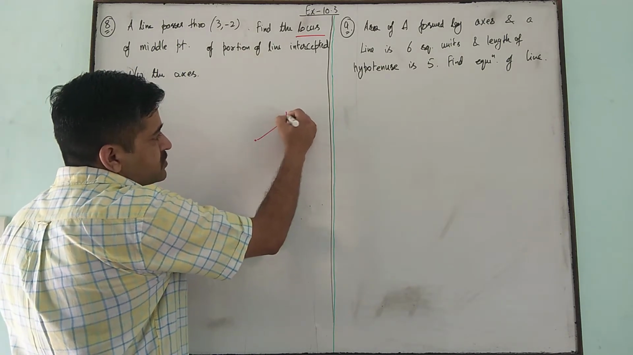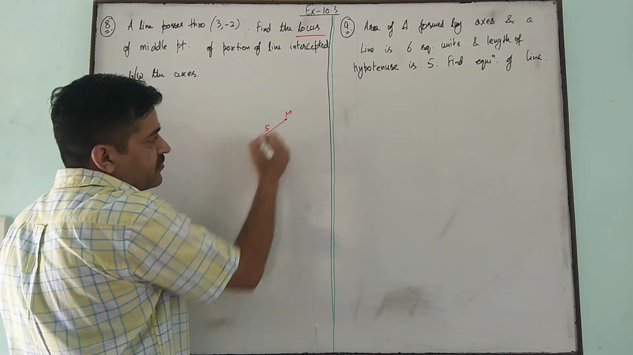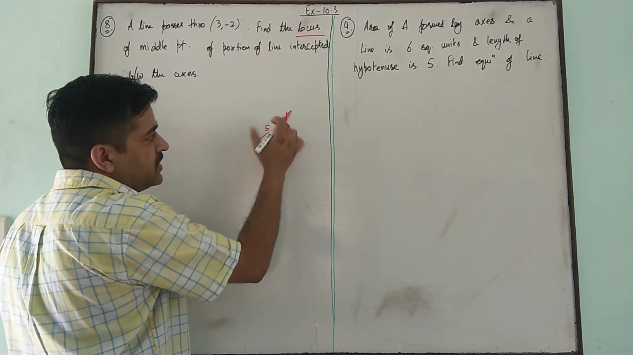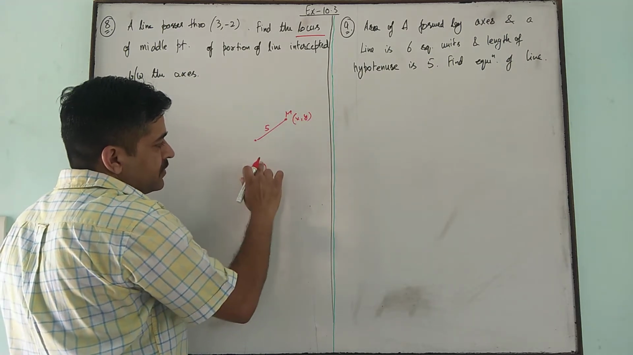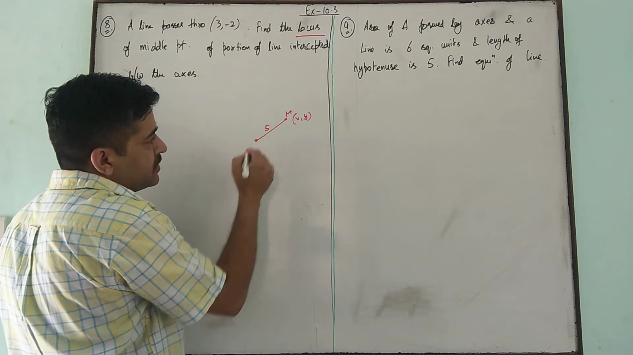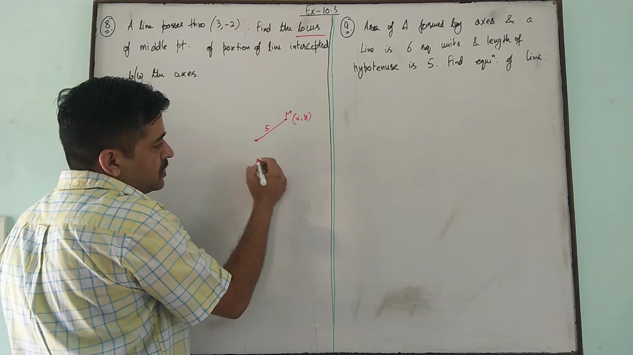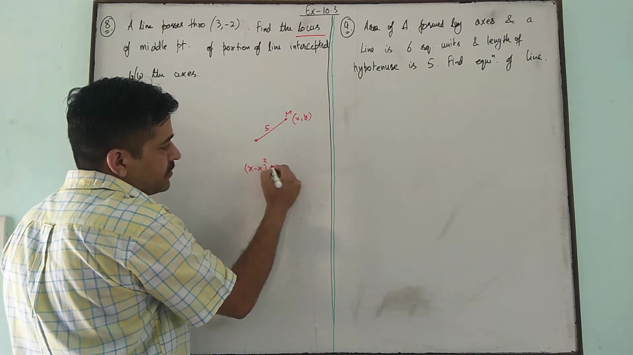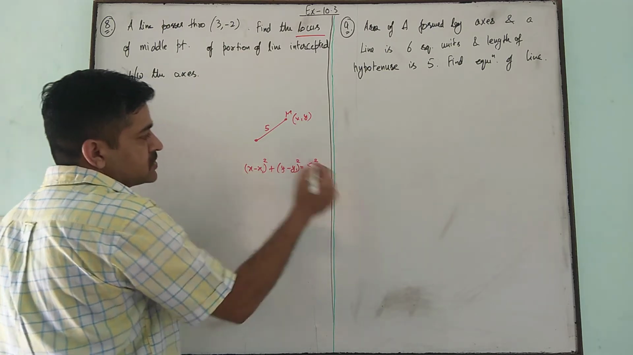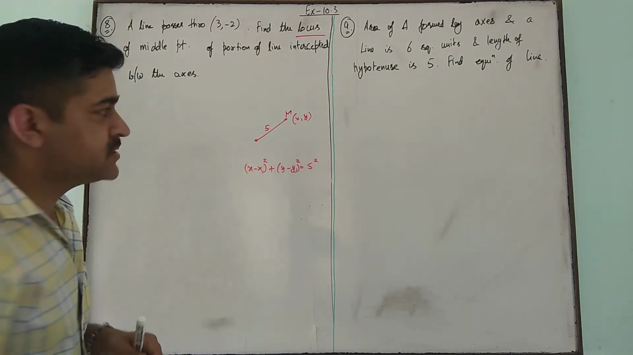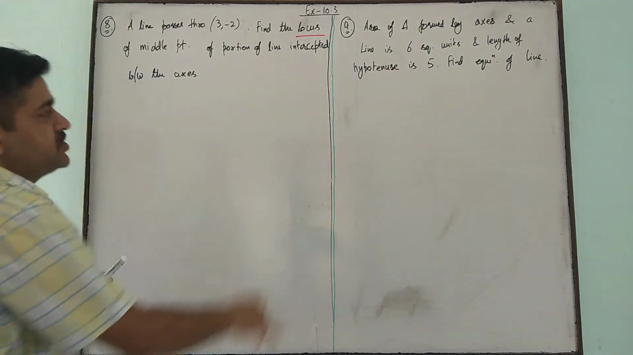The locus of this moving point is such that its distance from the fixed point is, let us say, 5 units. Then this is the condition, and we are taking variable x and y, so (x minus x1) square plus (y minus y1) square is equal to 5 square, where x1, y1 is the given point. So this is the locus, right? Locus means a given particular condition.